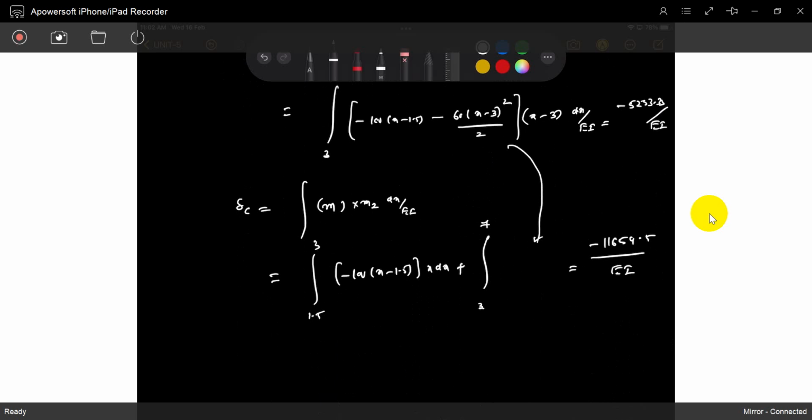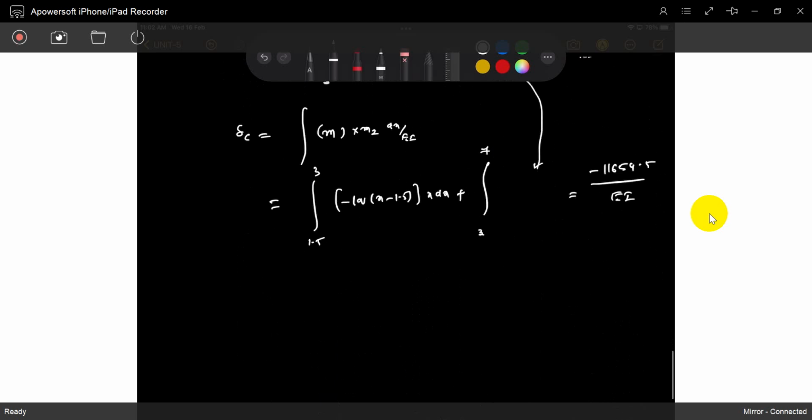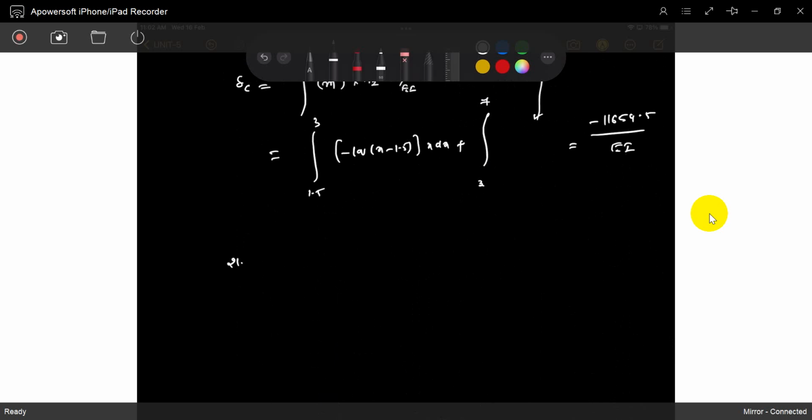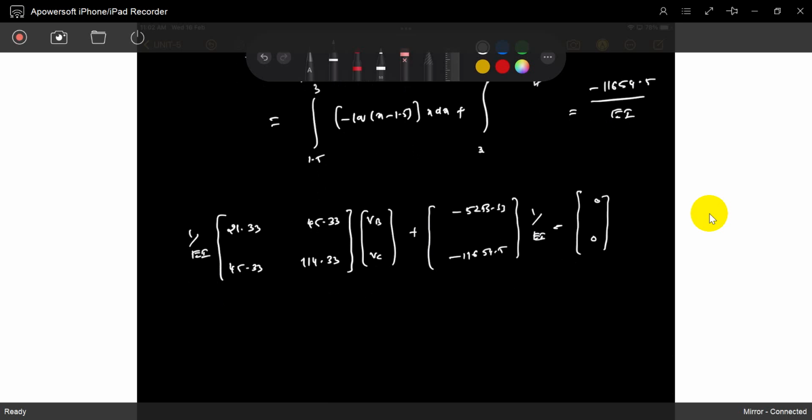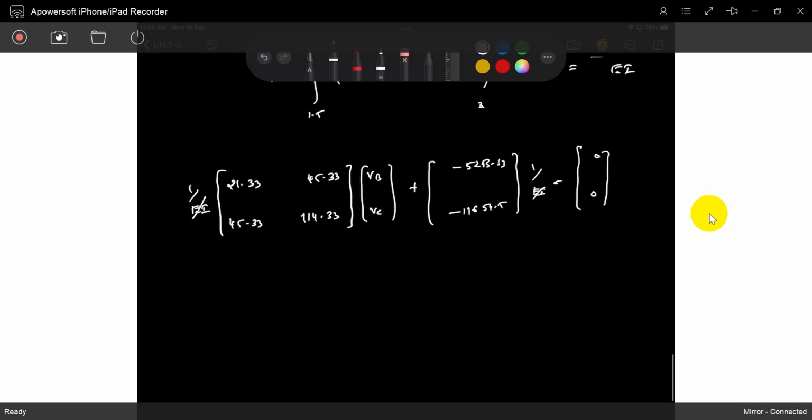Once you find out this, the later part is nothing. So once you got it, you can write it. What is the flexibility matrix? 21.33, 45.33, 40.5.33, 11.33, 1 by EA, plus what are those deflections? Flexibility matrix multiplied with the unknowns, VP and VC. The deflections are 5.33, 11654.5, 1 by EI, equal to 0, because the final deflections at these locations are the supports, which is 0. Got it? So EI you can cancel it, and if you solve for VP and VC, 2 by 2, 2 equations, you will get it.